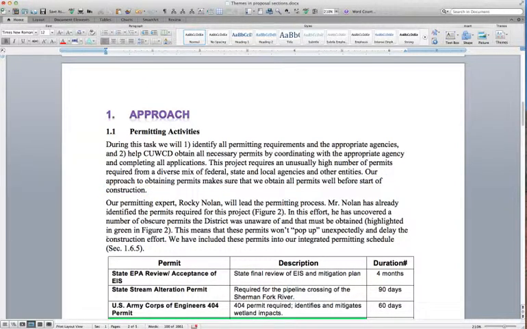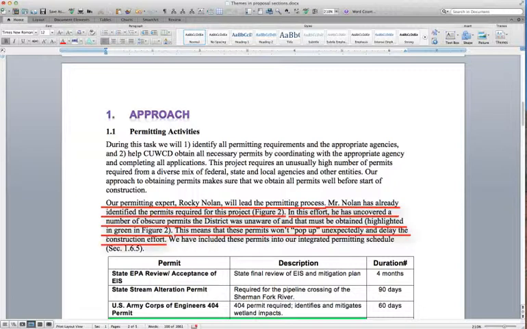Now, we start to do that by introducing one of our key strengths, good old Rocky Nolan, the permitting expert, and that he will lead the process. And oh, by the way, Rocky is so customer-focused that he's already gotten a start on the work. And look what he found. Some permits the district didn't even know existed. By finding these, he has already delivered on a benefit. No delays due to permitting.